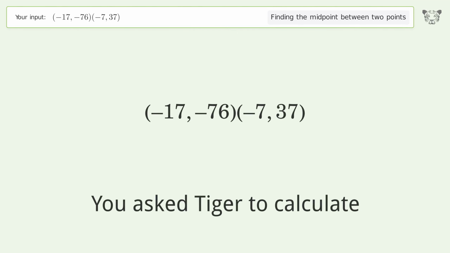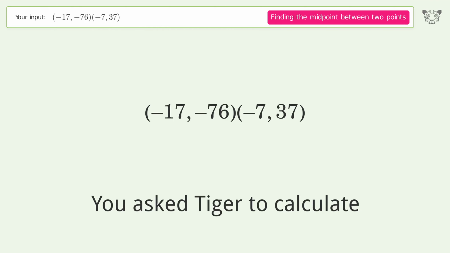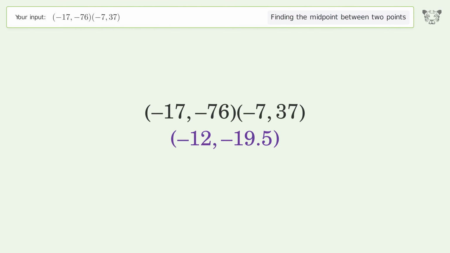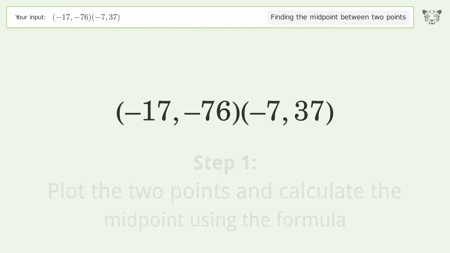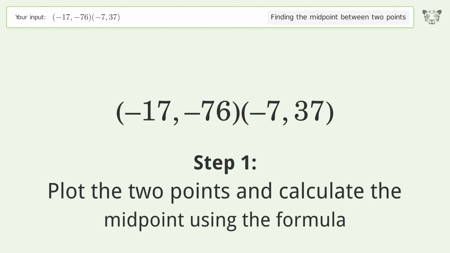You ask Tiger to calculate. This deals with finding the midpoint between 2 points. The midpoint between the 2 points is -12, -19.5. Let's solve it step by step. Plot the 2 points and calculate the midpoint using the formula.